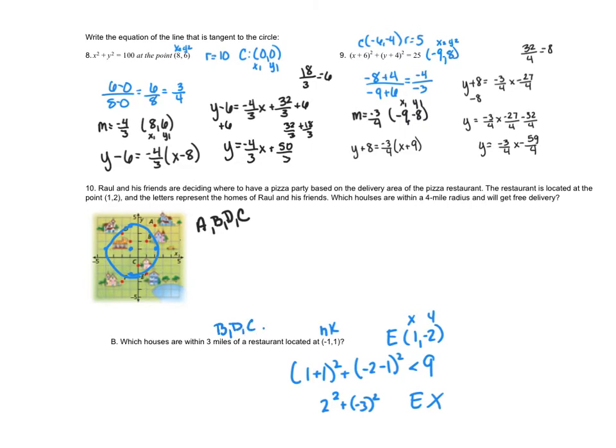Let's check D too. I'm sure D is in it, but let's just check it. So we have negative 2, comma 3. So we get negative 2 plus 1 squared, 3 minus 1 squared should be less than 9. So this is negative 1 squared plus 2 squared. Yeah, that's totally in. So D is in. Alrighty.